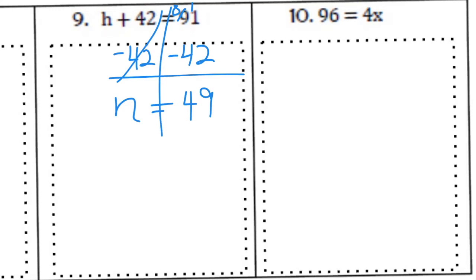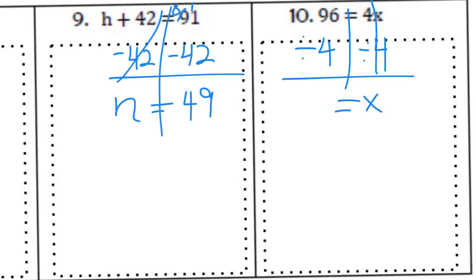Okay, the next one. Remember, 4x means 4 times x, so to do the inverse, we would divide by 4, because it is the opposite. So 4 divided by 4 cancels, you are left with x. I'm sorry, they're making an announcement. So 96 divided by 4 would be 24.